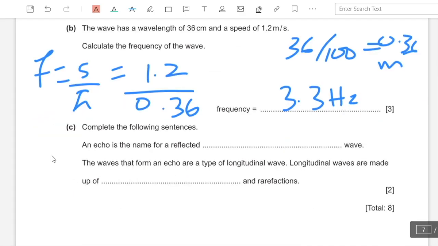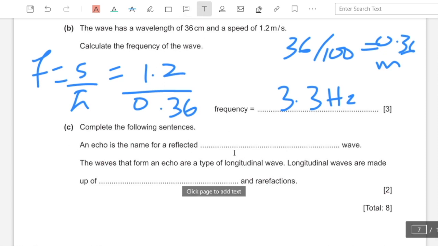C. Complete the following sentences. An echo is the name of a reflected sound wave. The waves that form an echo are a type of longitudinal wave. Longitudinal waves are made up of compressions and rarefactions.